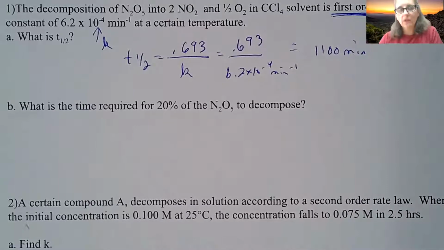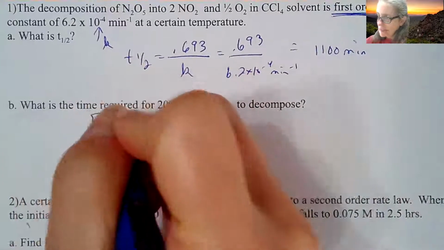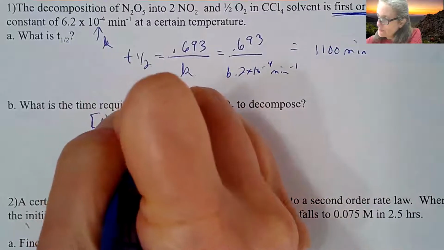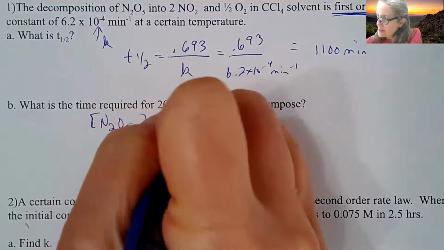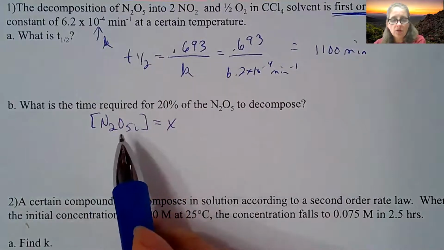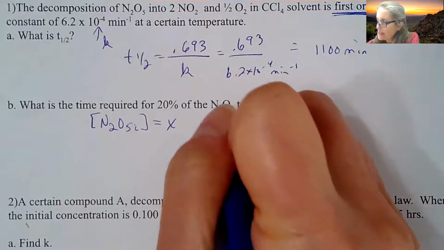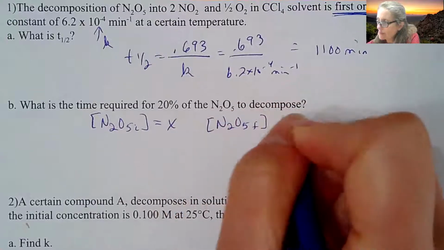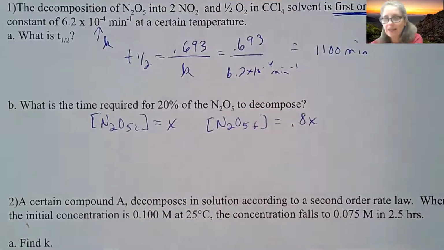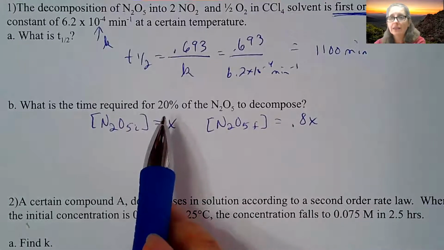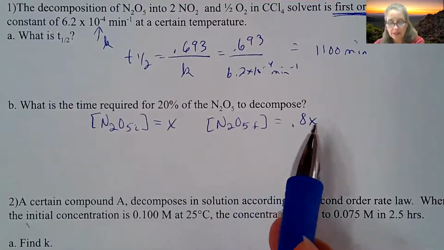At what time is required for 20% of the N2O5 to decompose? Again, we know it's first order, so we can use the equation for first order, but we need to figure out how we're going to know the concentration. I know my initial concentration of N2O5, and we can make that equal to X. So the initial concentration of my reactant is X, and my final concentration of my reactant can be 0.8 times X, because 20% of it is gone. So that means 0.8 is still there.